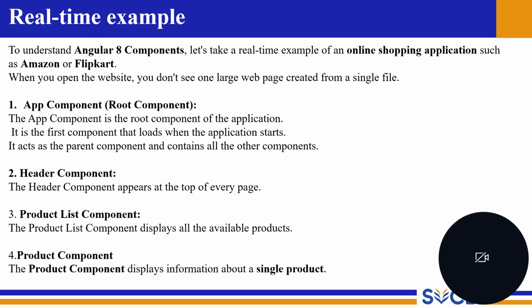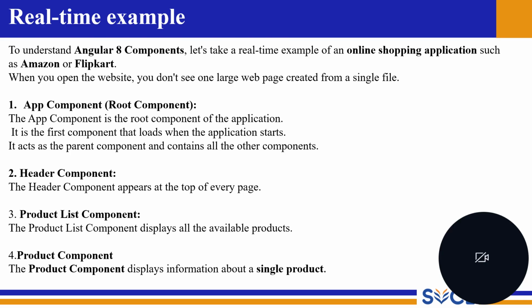And then the header component. The header component appears at the top of every page. It contains company logo, navigation menu, search bar, login options, shopping cart icon. Since the header is common across all pages, it is created as a reusable component. So for example, whether you are on the home page, product page or payment page, the same header is displayed.